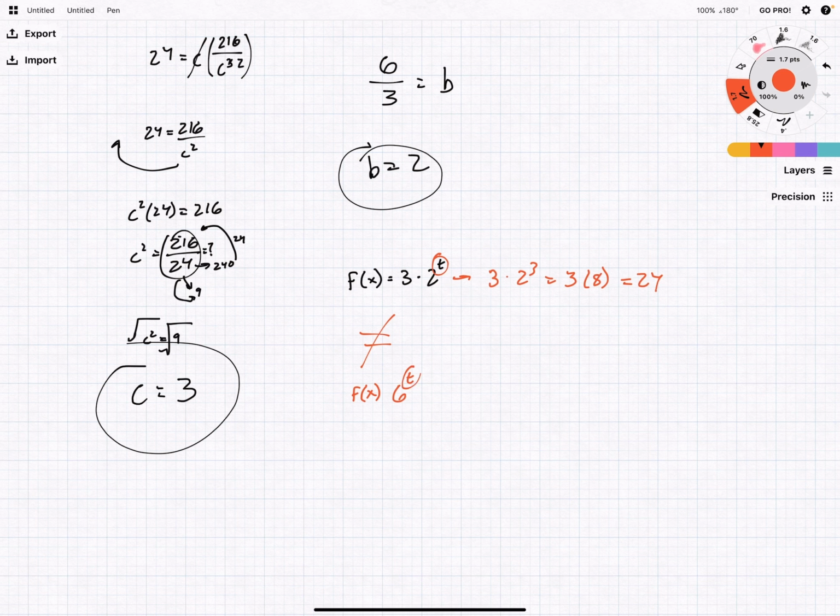Now suppose I plugged in 3 here. Well, that would get 6 cubed, which equals 216. So you can see those are not equivalent. So remember, it's the coefficient times your exponential. So again, your final answer is f of x equals 3 times 2 to the t. And that's it for 21.